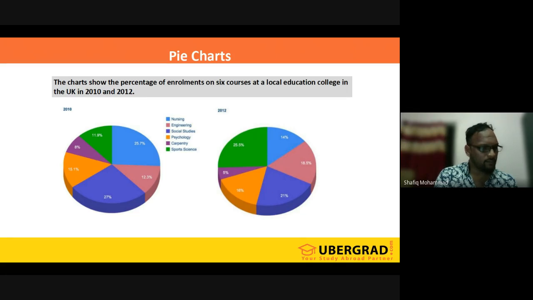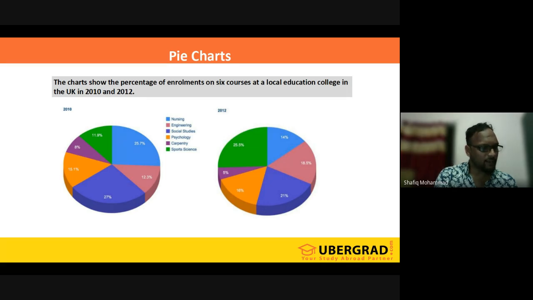Karina: the pie chart represents the outlook of enrollments of various courses at domestic education. Okay, domestic is not suiting. Local is fine. For local, you can say state level. Domestic education in England between 2010 to 2012. For a local, you can write state level. That is the better way of doing it.